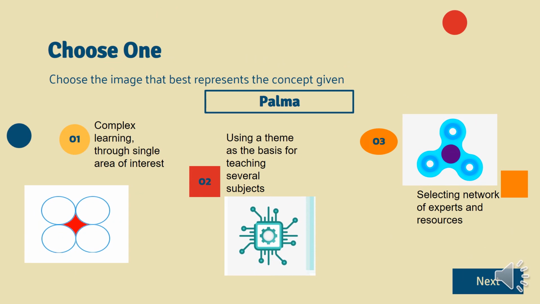Now for some revision. It says choose one. Choose the image that best represents the concept given. If we can remember, Palma was one of the curricula. Which one do you think best represents Palma? Was it the four circles that are joined together? Was it one with a central theme? Or was it one that had a network of experts and resources? The correct answer is 2, using a theme as the basis for teaching several subjects.